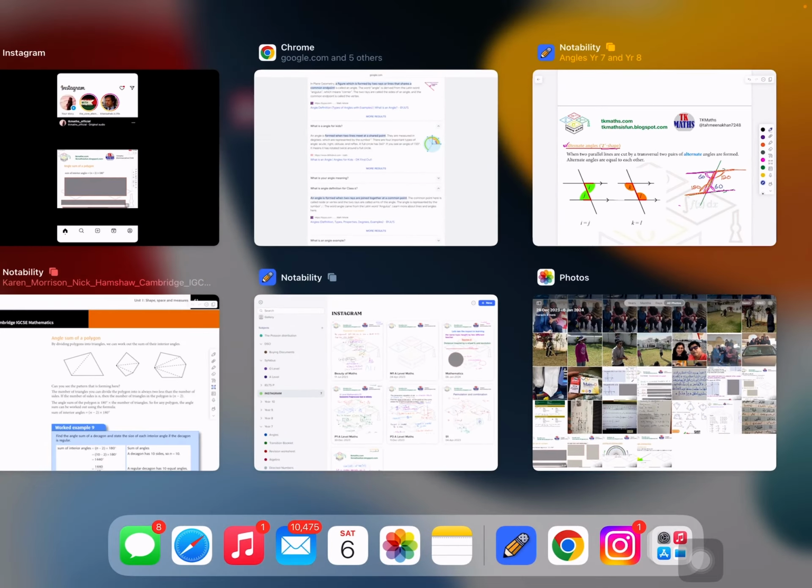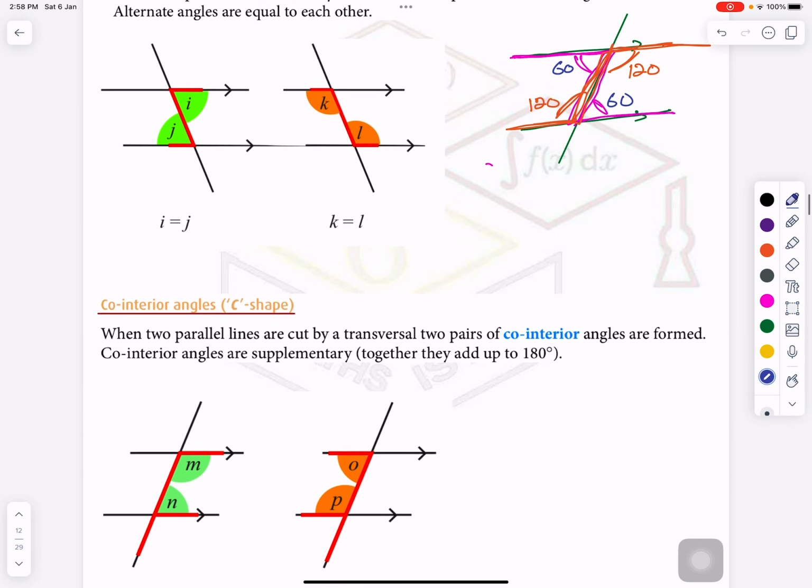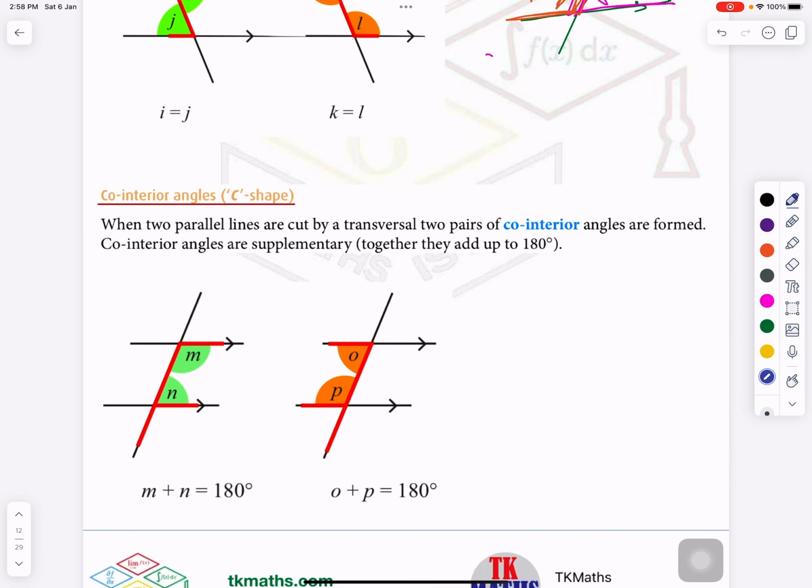Okay, sorry. So now the third one is co-interior angle. Which shape reminds you? C. Now if you look at this diagram, these are 2 parallel lines, right? And the third line, which is transversal, so if you see inside like this, it is a shape of C. Not exactly, but it is. Now they are not equal to each other. Sum of these angle will be equals to 180 degree.